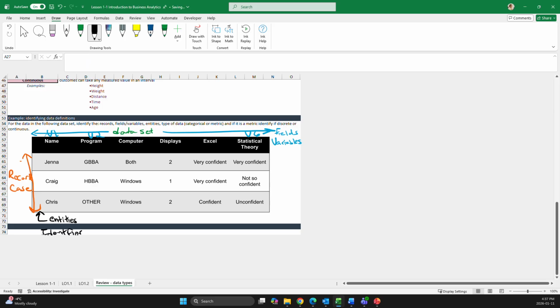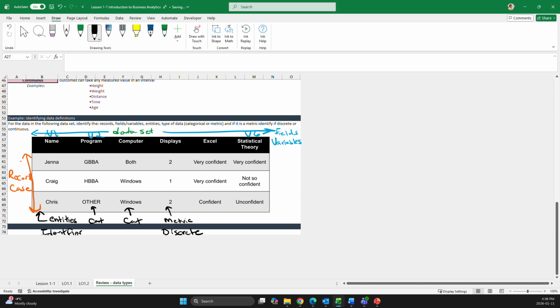A couple more things we want to do is for each of the variables, variable 1 to 6, we want to say if they're categorical or if they're a metric. And if it's a metric, if it's discrete or continuous. So for the program, GBBA, HBBA, other, those are categories, so that would be categorical. For computer, if you have a Windows or a Mac, or both, that would be categorical. For number of displays, that is actually a number. So it's a metric, but can you have like a 0.5 of a display? Usually it should be a whole number, which means it should be discrete because it's something you count, not something you measure. You just count how many displays you have.